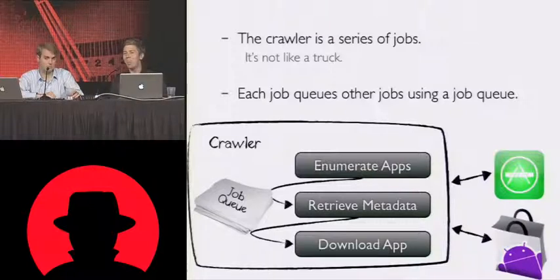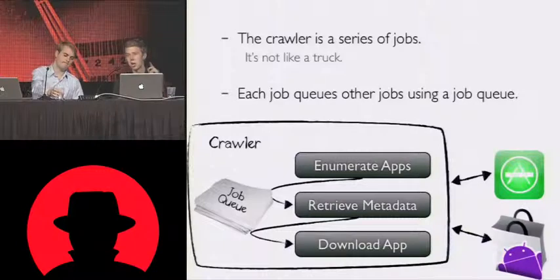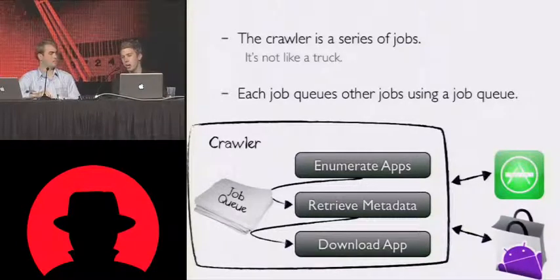So the crawler. We decided to build a distributed crawler. We first started as just kind of a single-threaded crawler, and we quickly found that analyzing every mobile app in the world can't be done in one thread. So we have a job queue, and we have multiple jobs that can each queue other jobs. So first, we go enumerate applications. And this is actually a lot like you going to browse the App Store yourself. So you might go browse a category, and we'll see a whole list of applications.